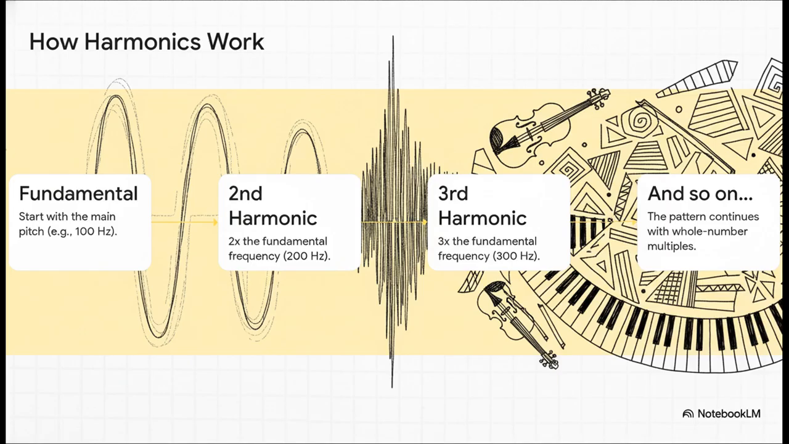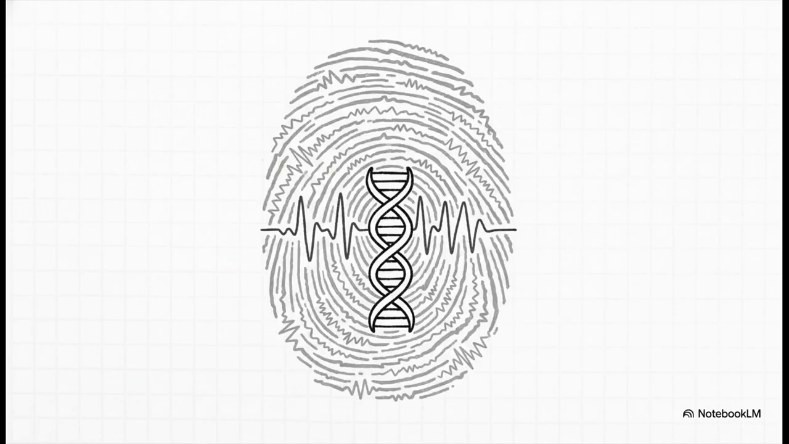It's this clean, predictable pattern that gives a sound its unique personality. And it's why a guitar and a piano sound totally different, even when they're playing the exact same note. So you can really think about it this way. The specific recipe of which harmonics are there and how loud each one is basically the unique DNA of that sound. It's a sonic fingerprint that makes every single waveform totally distinct.